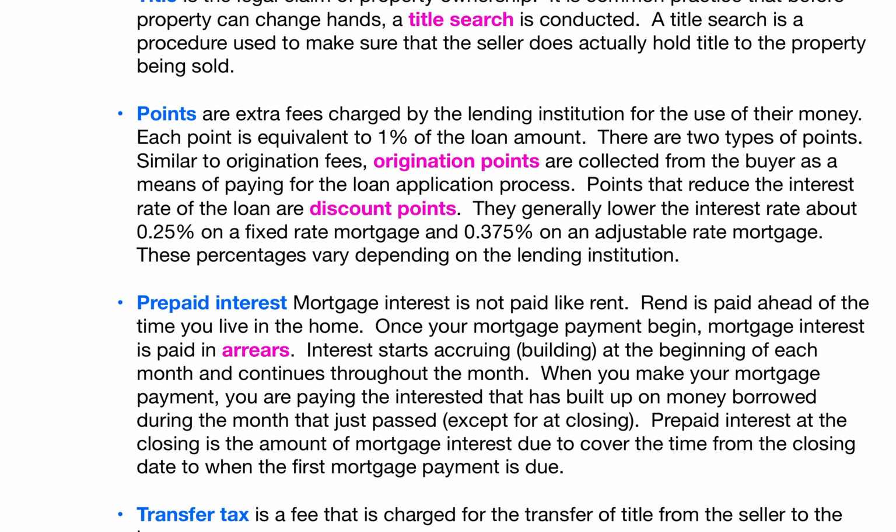They generally lower the interest rate about 1/4% on a fixed rate mortgage and 3/8% or 0.375% on an adjustable rate mortgage. Another term or phrase that you might hear out in the industry is called rate buy down, and that's a way to pay to lower the interest rate. Of course, these percentages vary depending on who you go with, whether it's a bank or a mortgage company. There are different rates that they will account for when you buy them down.